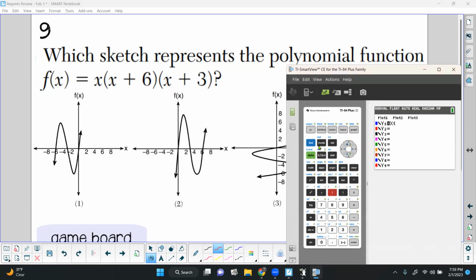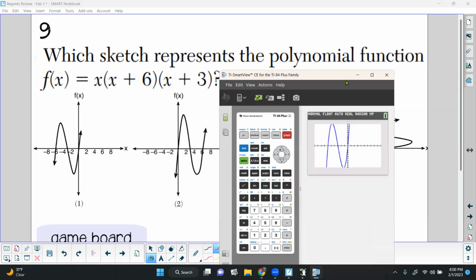X parentheses, X plus 6 parentheses, X plus 3 parentheses. And there we go. We're just going to look at the graph. So it definitely does not look like choices 3 and 4. You see that? Definitely does not look like choices 3 and 4. So I go and take a closer look at numbers 1 and 2.